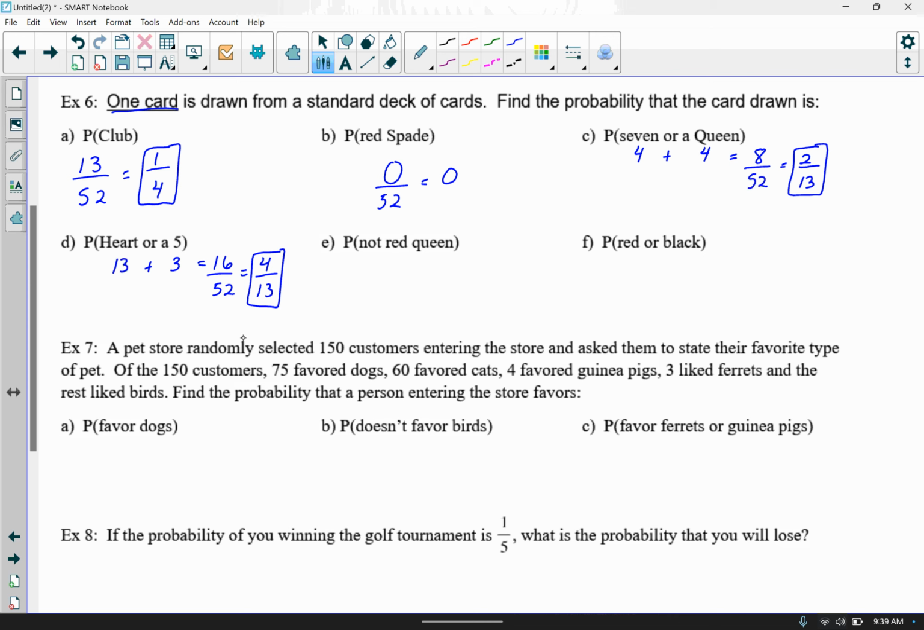All right, move over to letter E. Probability that it is not a red queen. So ask yourself then, how many red queens are in that deck? Hopefully you agree. There's 2 of them. You got the queen of hearts and the queen of diamonds. So you've got 2 red queens, and that means all of the other cards are not red queens. So that would be 50 out of 52. Divide them both by 2, you get 25 out of 26. Final answer.